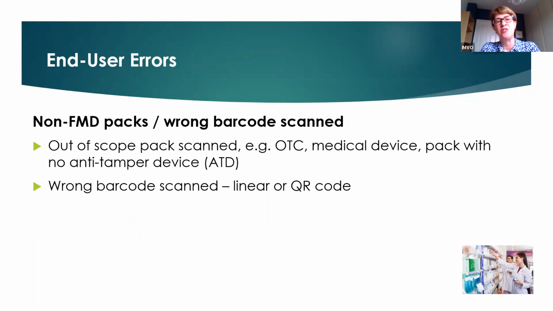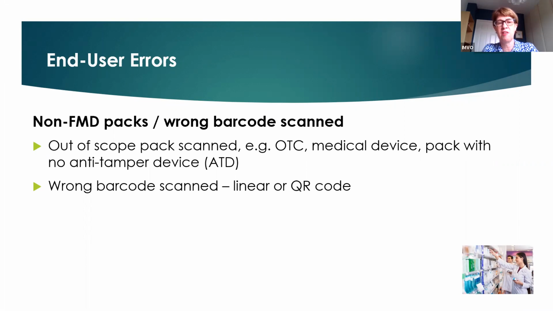So looking then at end user errors, what I'm going to do over the next number of slides is go through the different types of errors and basically what can you do to avoid or fix them. So if we look at end user errors, if that's errors that will be caused in pharmacies, hospitals or wholesalers, the first thing we see are non-FMD packs and the wrong barcode being scanned. Now these will generate exception messages on your system and tell you something isn't right. So really to avoid those, you need to watch out for these packs.